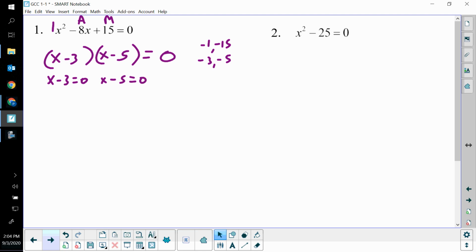We set those each equal to 0, and then we work to get x by itself. So we'd get x equals 3 as one answer, and x equals 5 as the other answer.